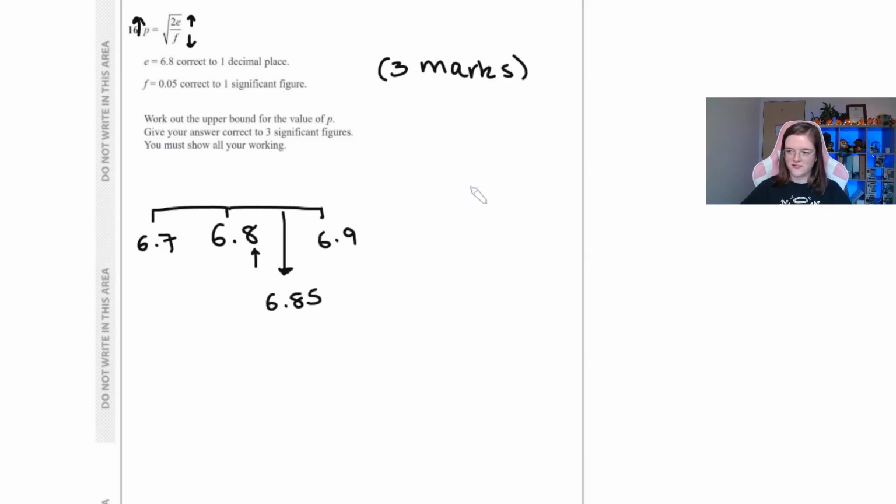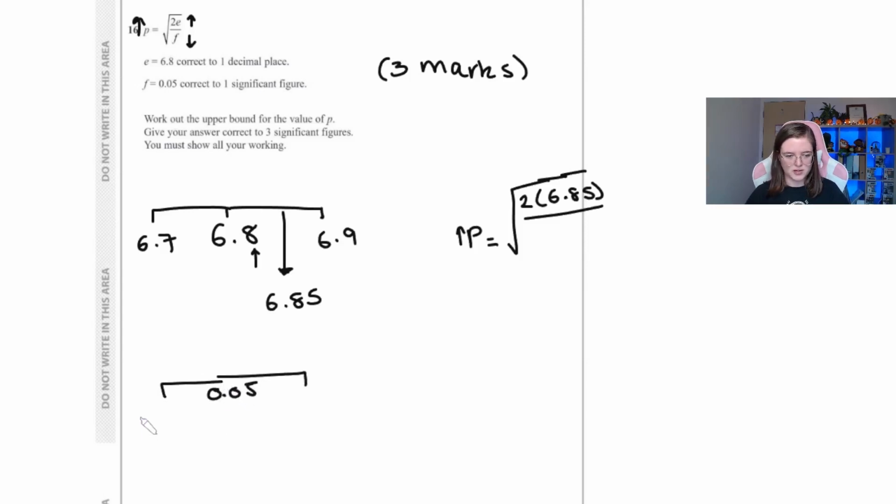So if I start filling in my equation, I'm going to have upper bound P is equal to the square root of 2 lots of 6.85 divided by the lower bound of F, which is 0.05 in the middle. Then take one and add one, so 0.04, 0.06, and the middle of those is 0.045. That's going to go down there, 0.045. And then all I need to do is type it in my calculator. Easy peasy, lemony squeezy. So if I pull that in, I get 17.448.